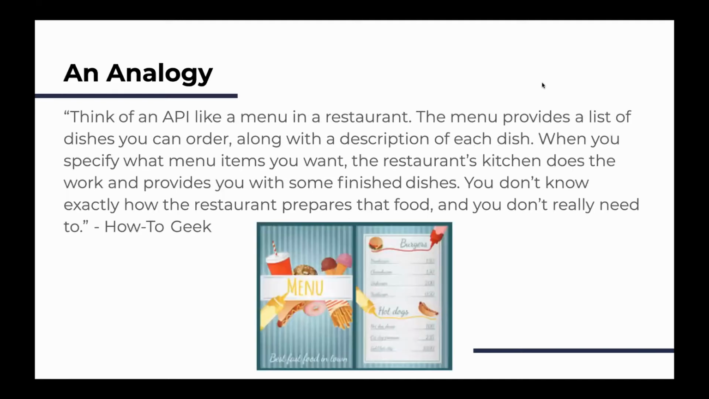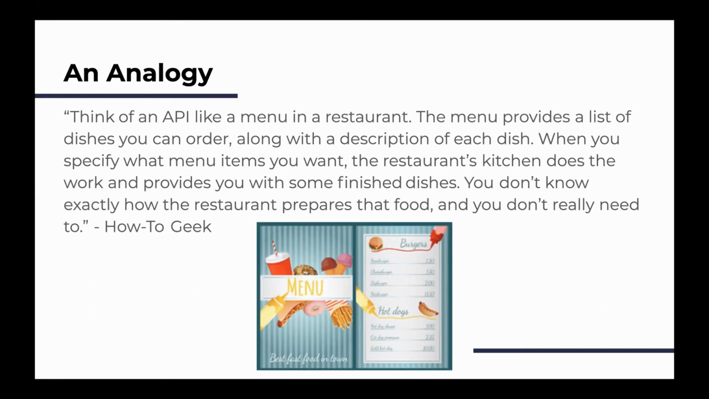And to give you a better idea of what I'm talking about, I'm going to tell you an analogy. You can think of an API like a menu to a restaurant. This menu provides you a list of dishes and foods that you can order from the restaurant, as well as a description of each dish. When you specify what items you want, the kitchen does the work for you and brings out your food with the finished dishes. So basically, you don't need to know exactly how the restaurant prepares the food, but just that the restaurant gives you what you ordered.